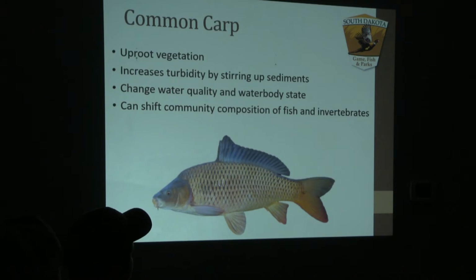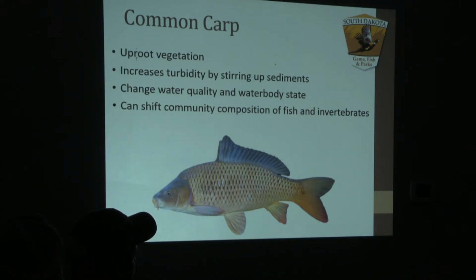A few of the negative components of a common carp is that they uproot vegetation, and with that, it increases turbidity by stirring up sediments. So back in the day, for example, Lake Madison used to be a very vegetated system, but common carp were able to make their way into Lake Madison, and it caused a lot of issues with water quality and increased the turbidity tremendously in that system.